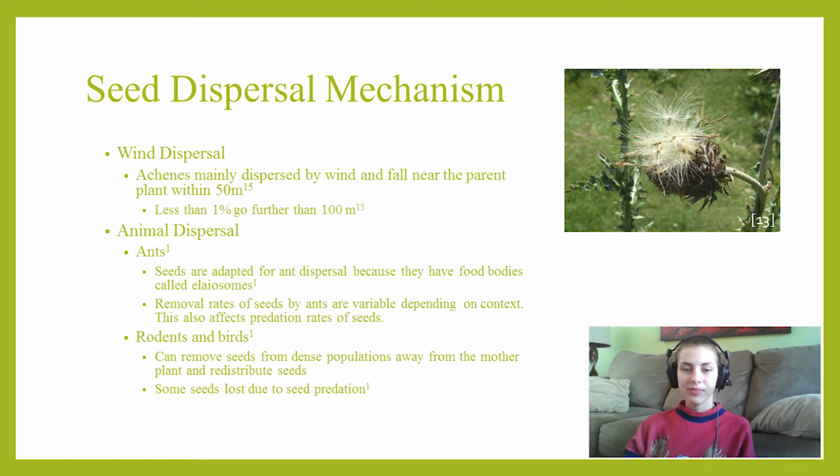And rodents and birds also can remove these seeds from dense populations and away from the mother plant, and this itself allows the seeds to be redistributed. Unfortunately, a lot of these seeds that are dispersed by rodents and birds are lost to seed predation.